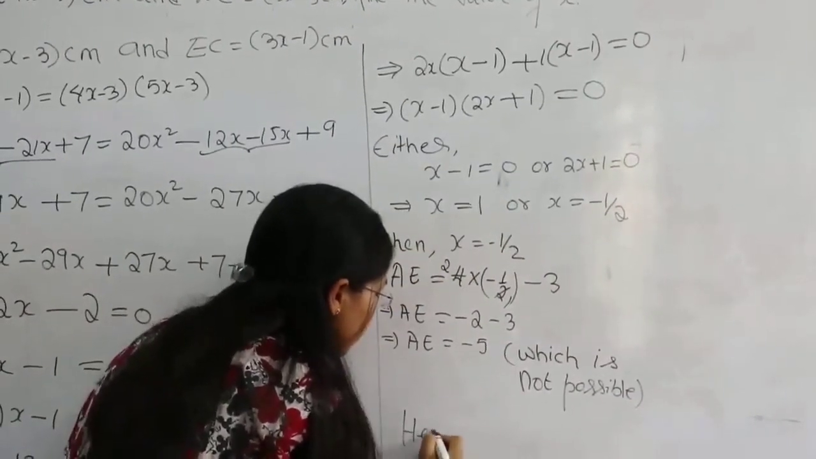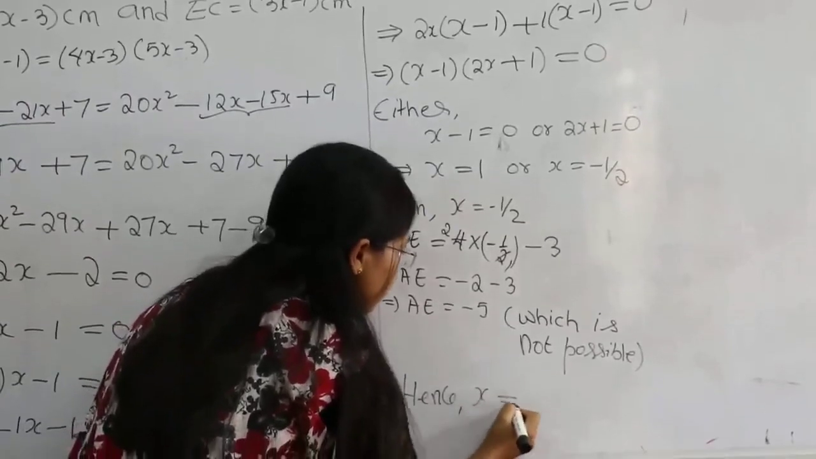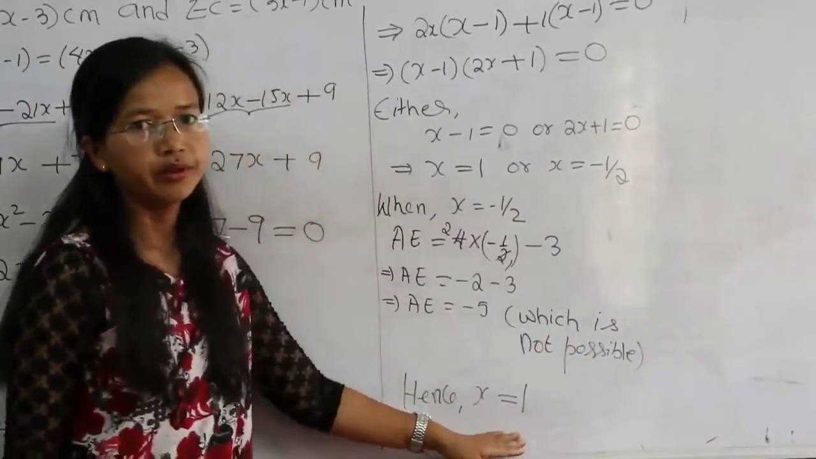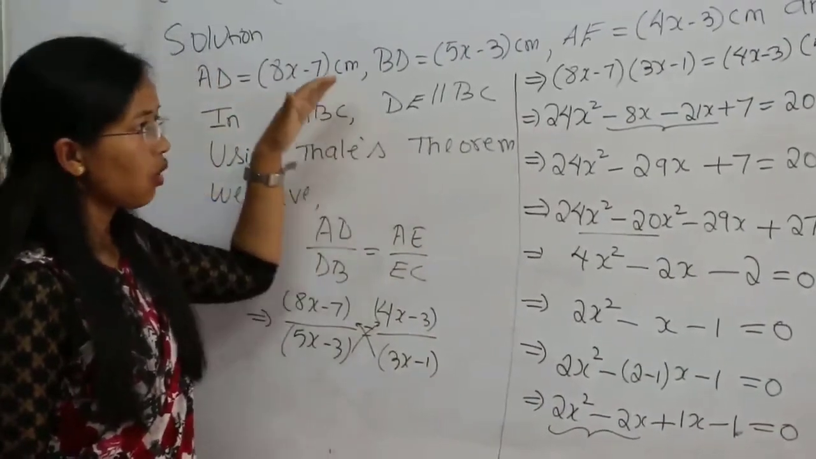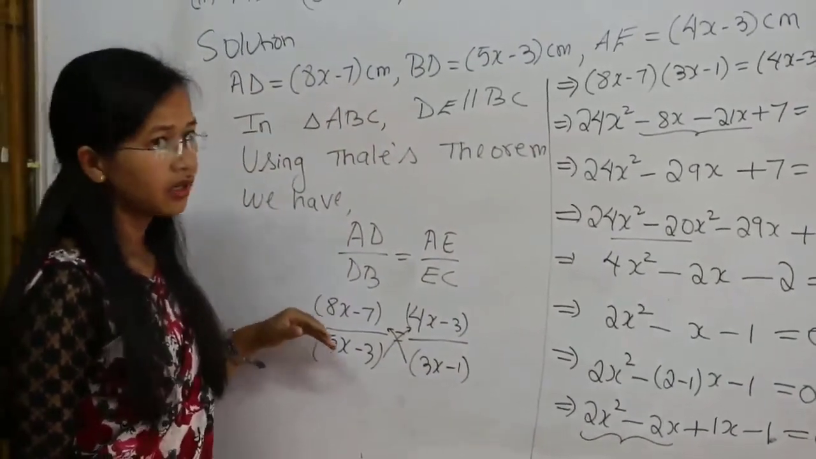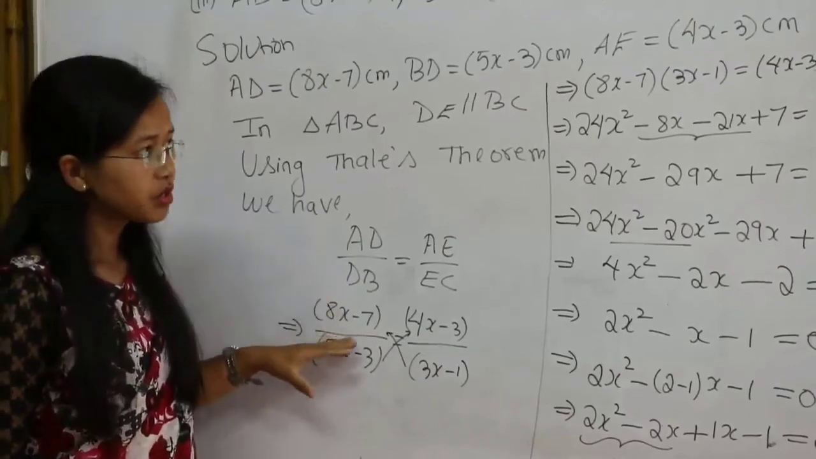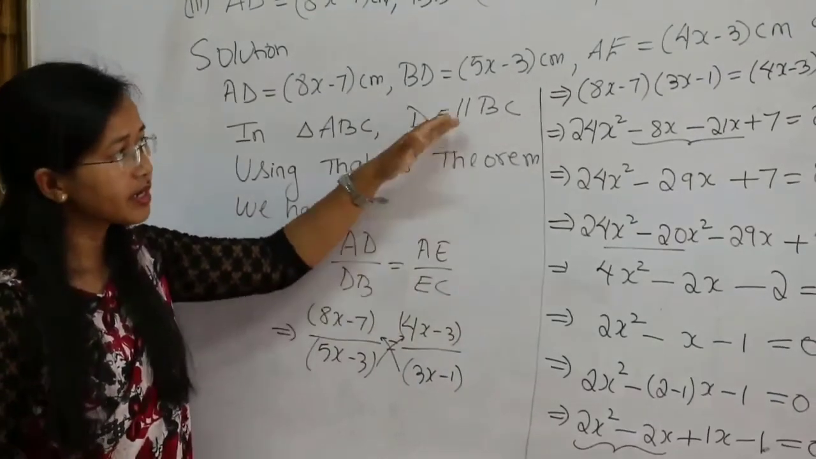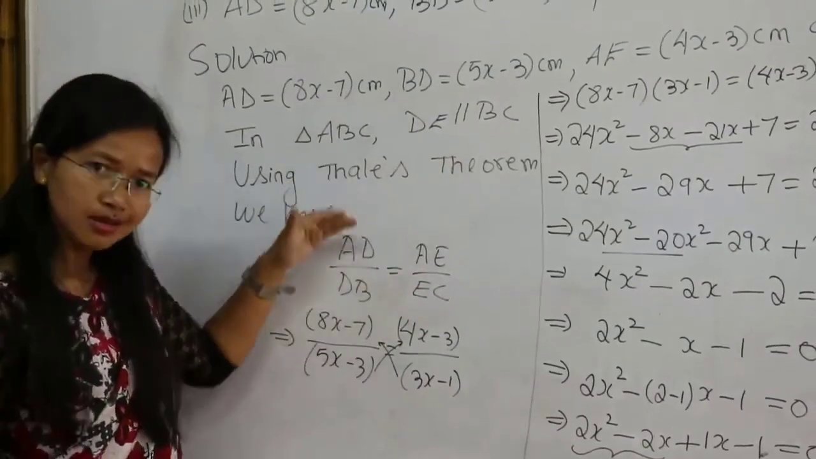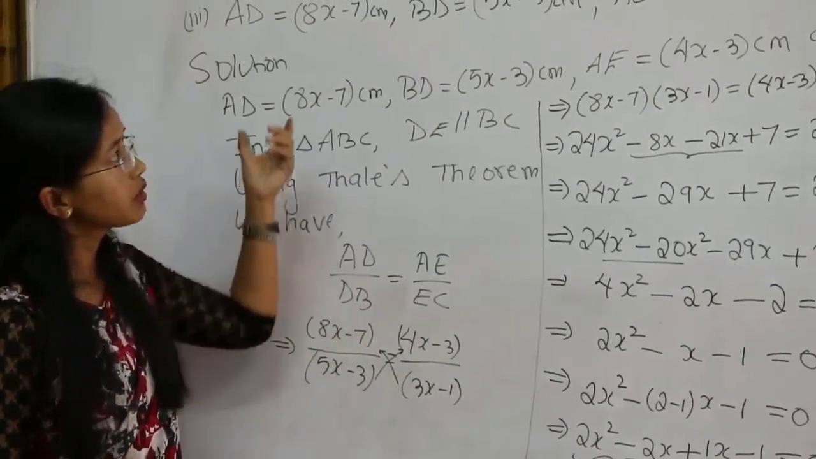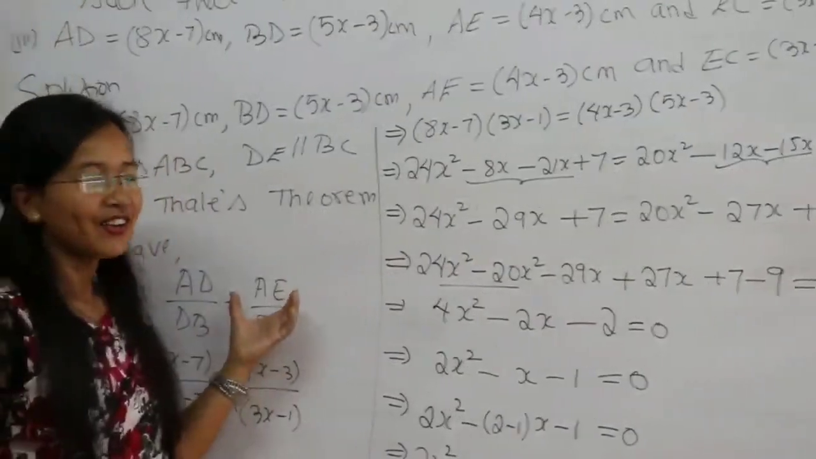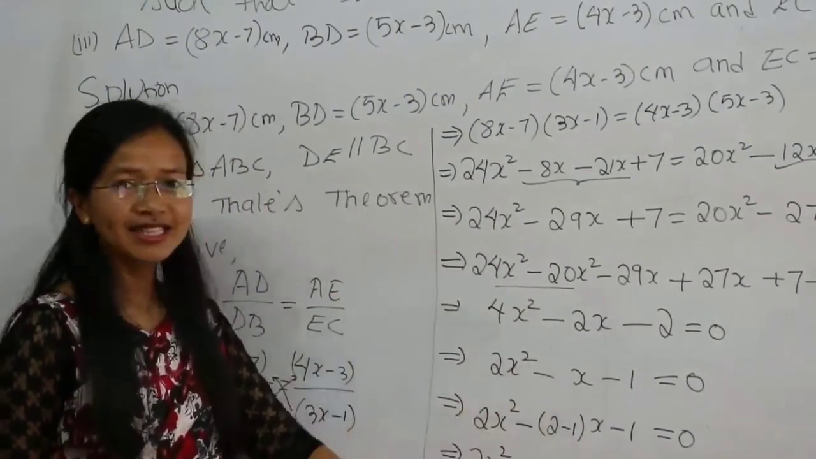Hence, our x is equal to 1. Right? I believe you have understood all the steps here. There are many questions, right? In the exercise you can solve using the same method, the same procedure, the same steps, alright? Using the Thales theorem. Alright, I hope you have understood all these steps.